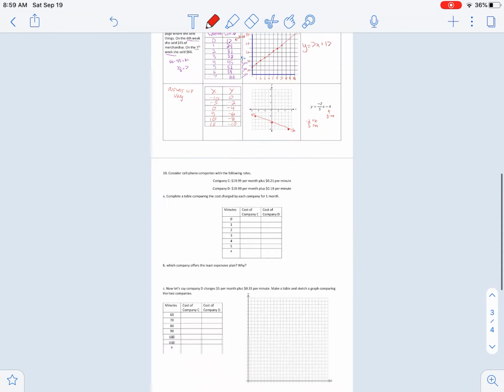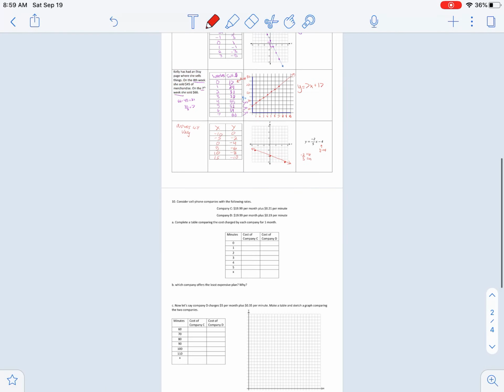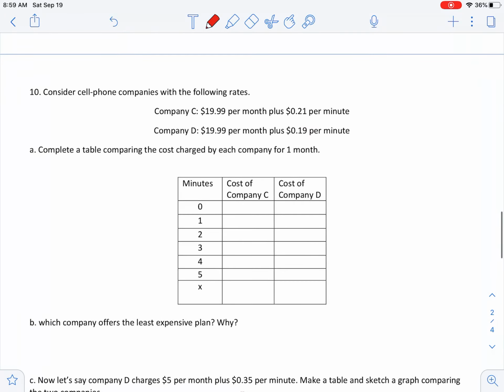All right. Just a progress check here. We are on the last page. All right, so this is the cell phone problem. Just repeat it out twice is all.